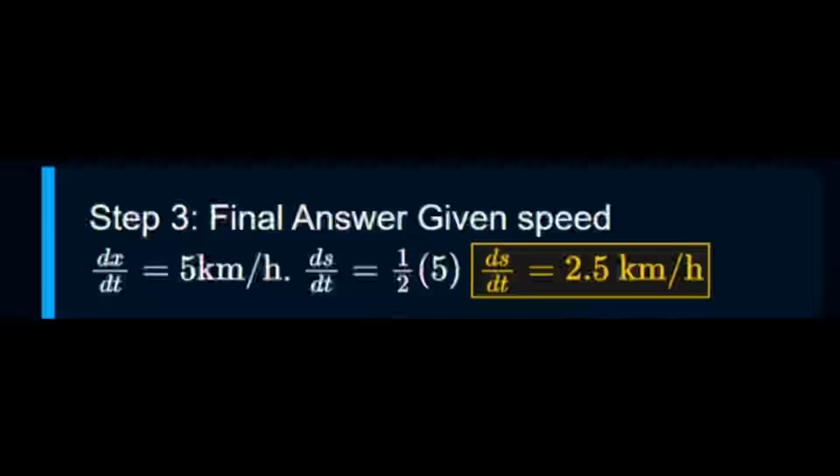Now substitute our given inputs. dx/dt is equal to 5 km per hour. So ds/dt is equal to 1/2 into 5. So ds/dt is equal to 2.5 km per hour.